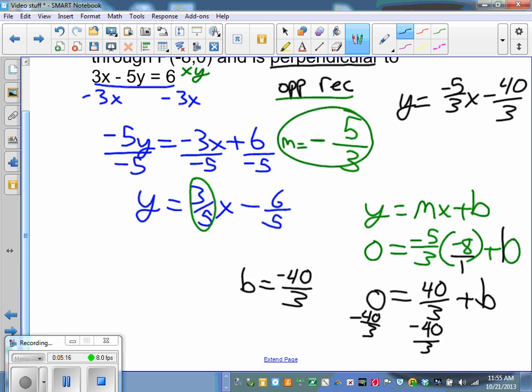All right, it's the same kind of steps. It's just we've got to find our slope. Because it was perpendicular, we have to find our opposite reciprocal, and then make sure we go from standard form to slope-intercept form, and you guys should be good.